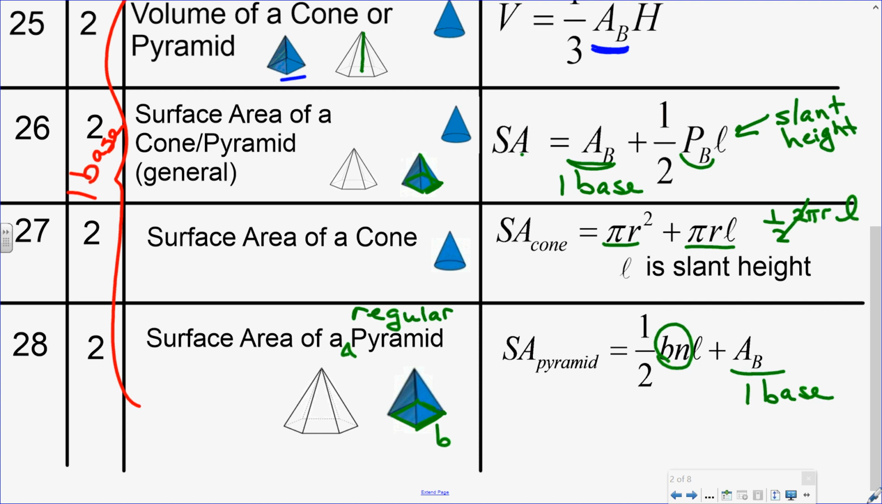And B in this formula, B is one side of the base. If I have 4 sides because it's a square, I need that one side times 4 to get the perimeter. If it is a pentagon, I need one side times 5 because of it being a regular pentagon. So BN is just the perimeter of the base. So N is the number of sides in the base since it is a regular pyramid.